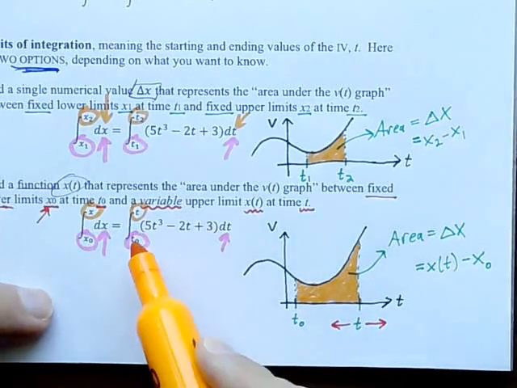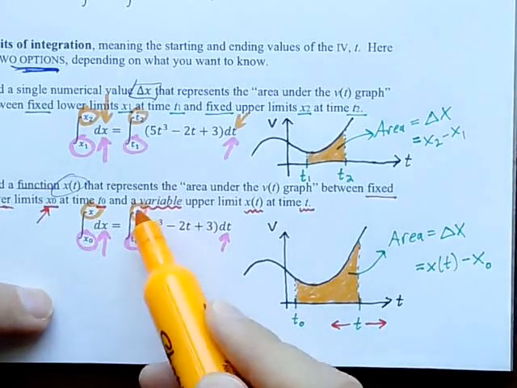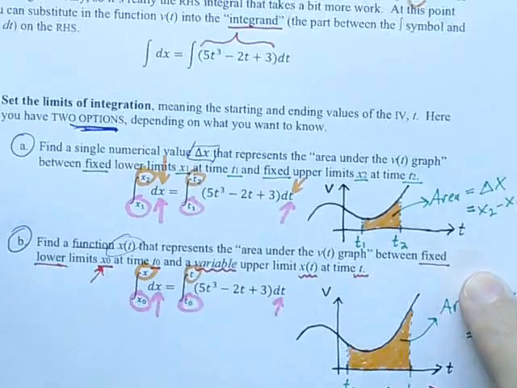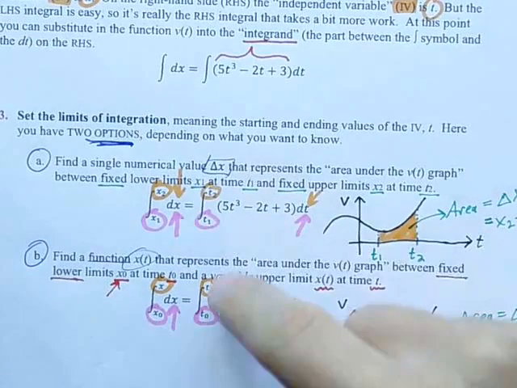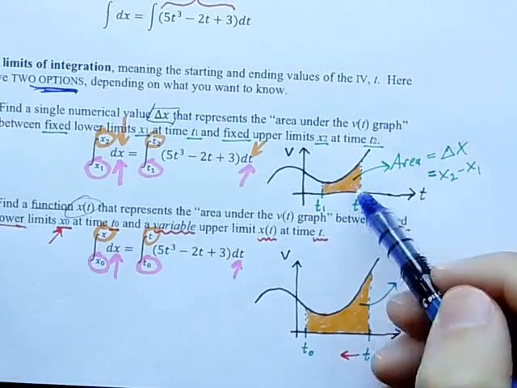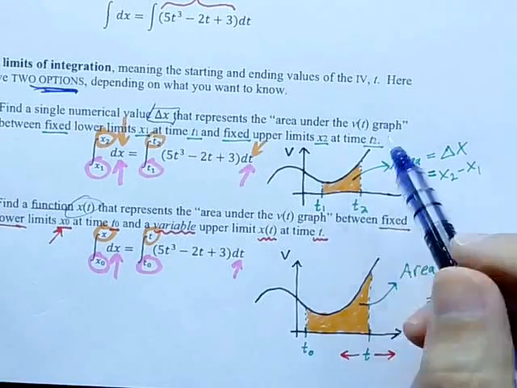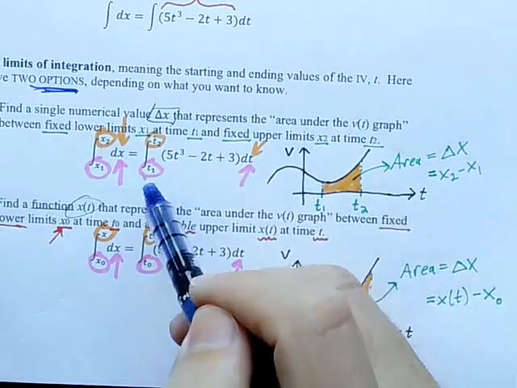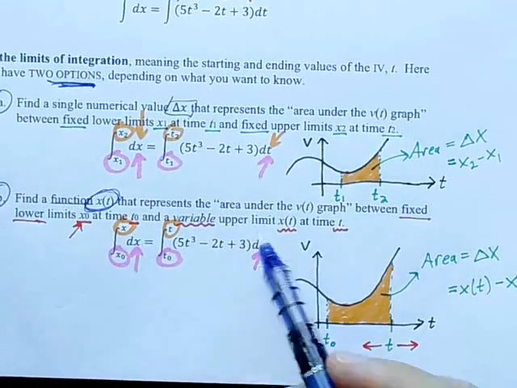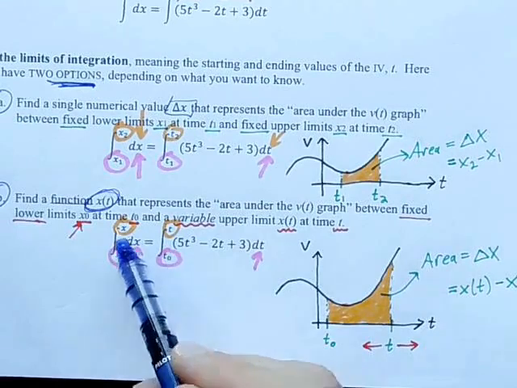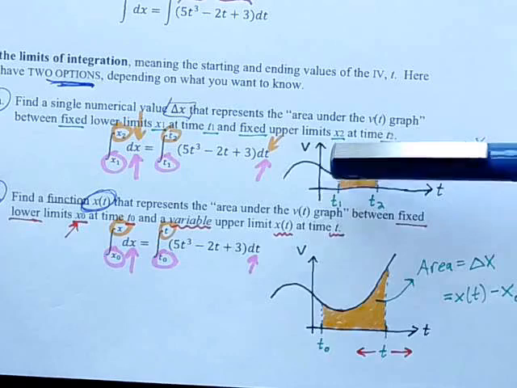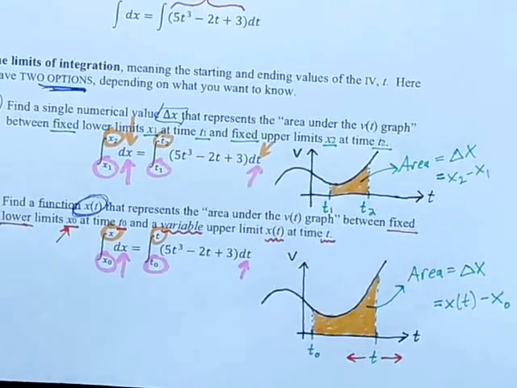So t naught is the time when position is x naught, and t will be some future time when the position is x. So you see we've got these two ways that we can choose our upper and lower limits depending on what we want to know. Do we want to know some particular displacement, some particular area, then fixed lower and upper limits? If, on the other hand, we want to know the function x of t, we take a fixed lower limit and a variable upper limit. Okay, so we'll come back around to evaluating the integral with these two options.